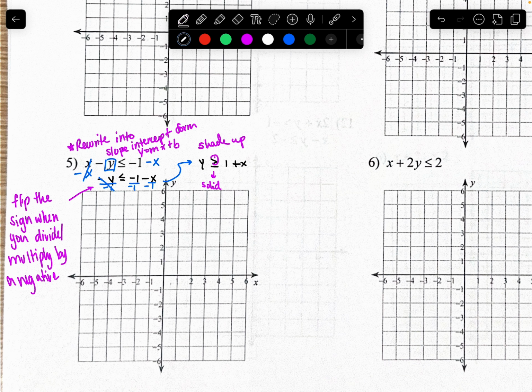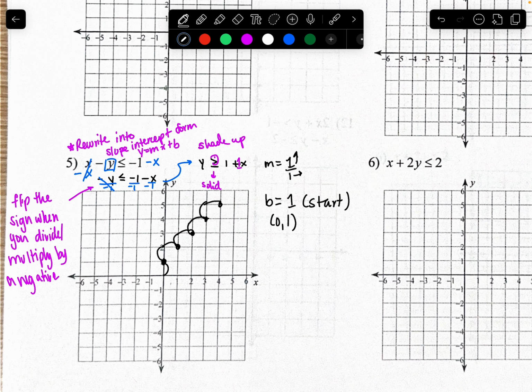And now we just have to find our m and b. So m is 1. Remember, it's in front of the x, that's your slope, 1 over 1. B would be 1. Again, we start here at 0, 1. We go up 1 to the right 1. Up 1 to the right 1.